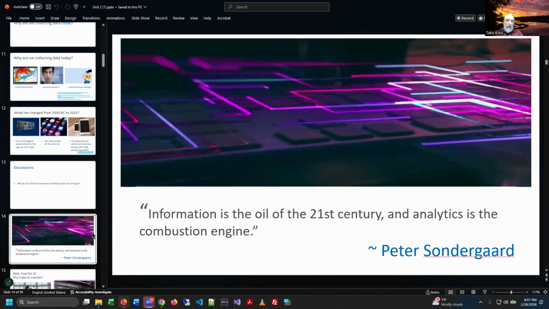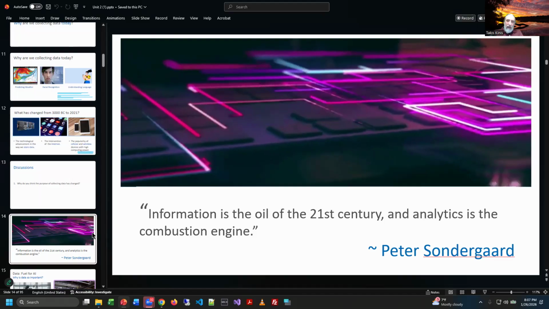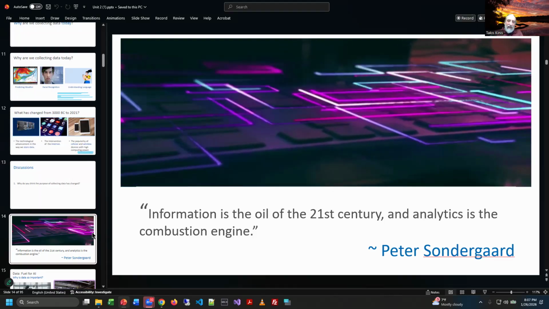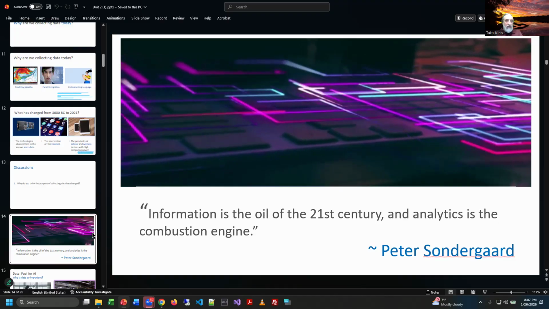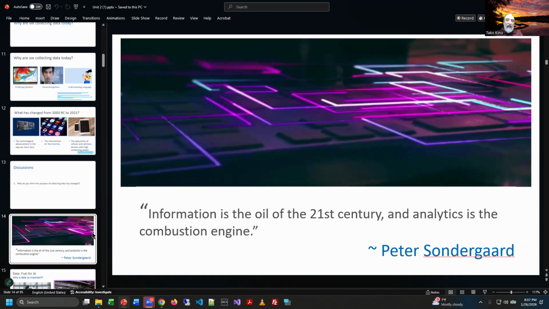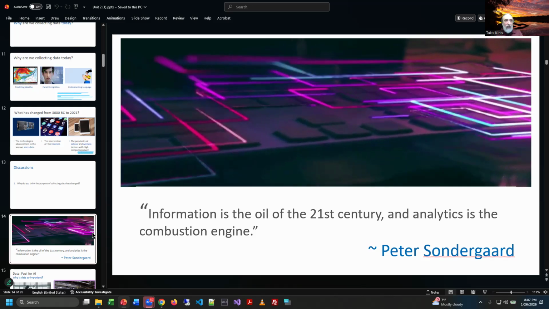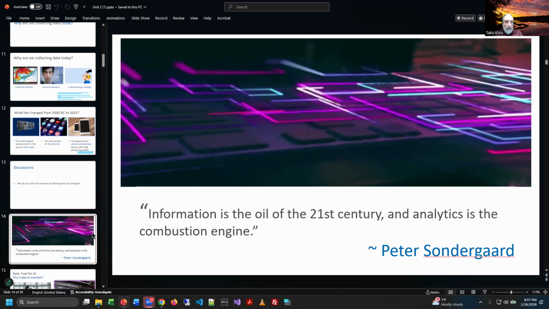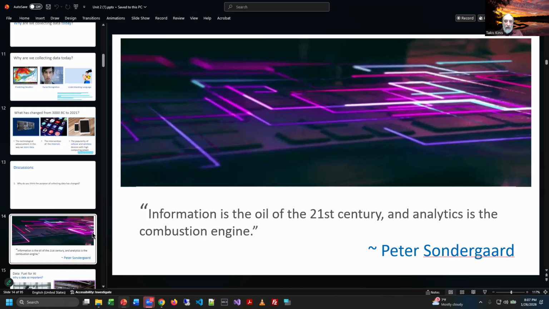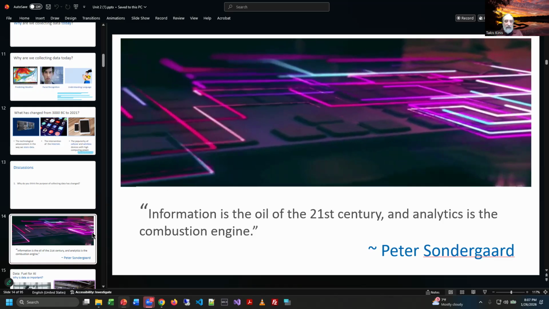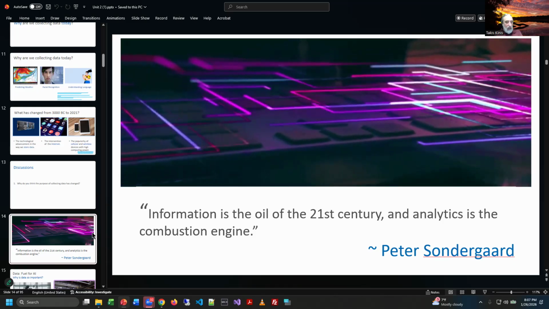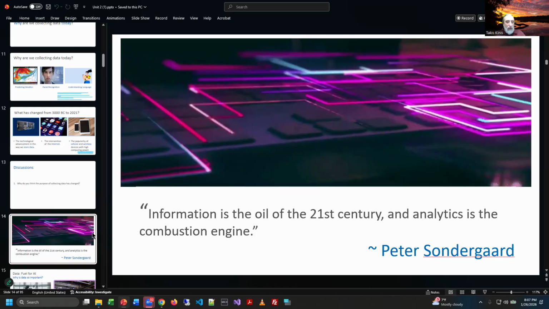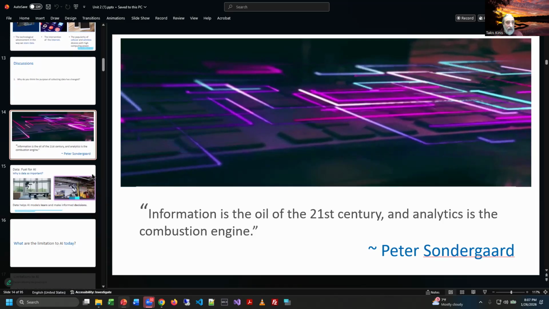So this quote is a pretty profound one. I mentioned it in the last class a little bit, and they call information basically the oil of the 21st century, and analytics is the combustion engine. And this is the field that we're kind of moving into. And man, throw AI on top of that, and it's kind of like a nuclear bomb, the rate of growth of change. So information is really kind of what drives it all.